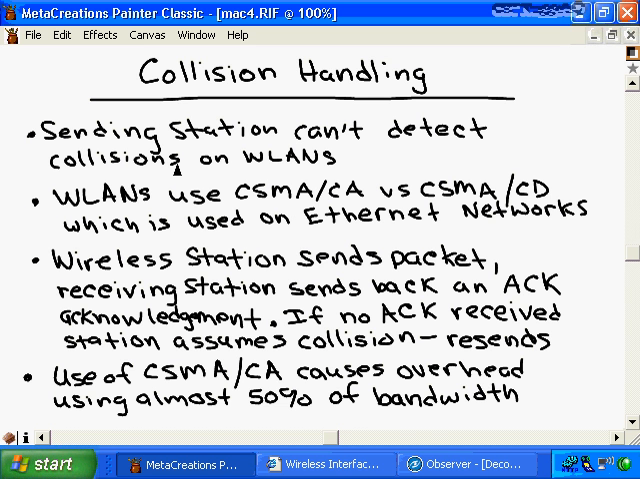As I stated right at the beginning, the wireless stations can't detect if a collision has actually occurred. They assume a collision has occurred if they don't receive an acknowledgement packet back, but they're not able to physically detect if a collision has occurred. Also, the use of CSMA with collision avoidance causes a tremendous amount of overhead, which as a result utilizes almost 50% of the bandwidth. That is right, 50% of the available bandwidth.